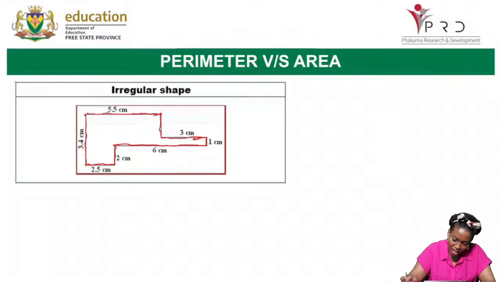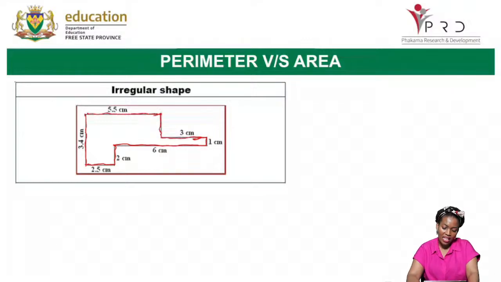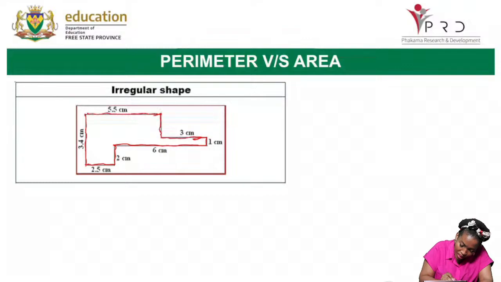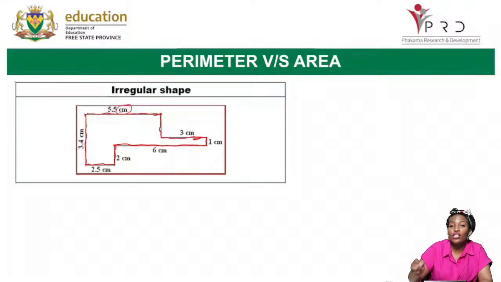So before you can calculate your perimeter, number one, check if your units are the same. What are the units? Like 5.5 centimeters, this centimeter, this is your unit. So are the units the same? I'm looking at all of them.